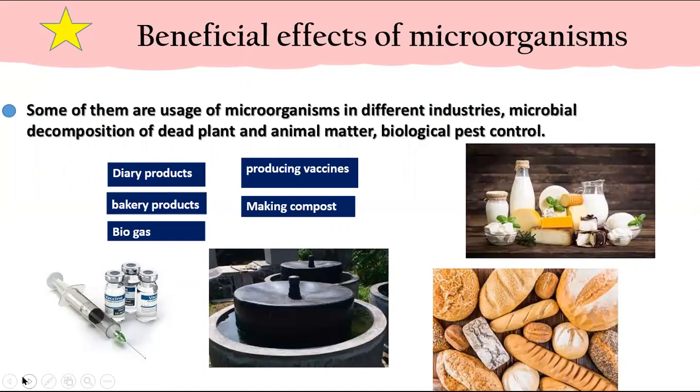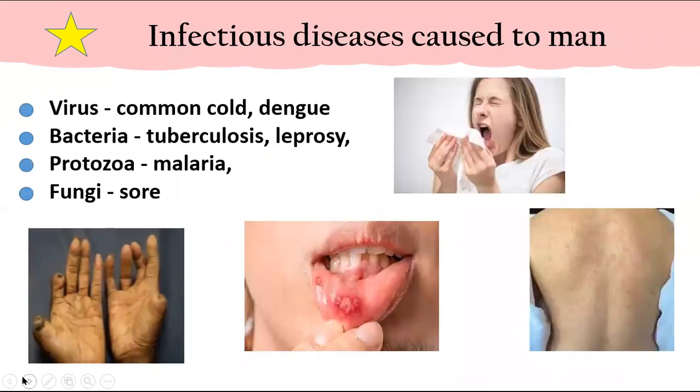Beneficial effects of microorganisms. Microorganisms are used in different industries, in microbial decomposition of dead plant and animal matter, and in biological pest control. Examples: dairy products, bakery products, biogas, production of vaccines and making compost. Let's move to the next point.